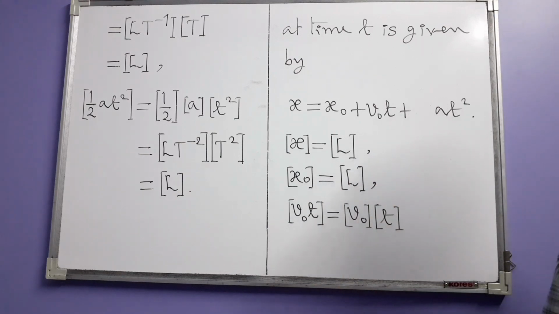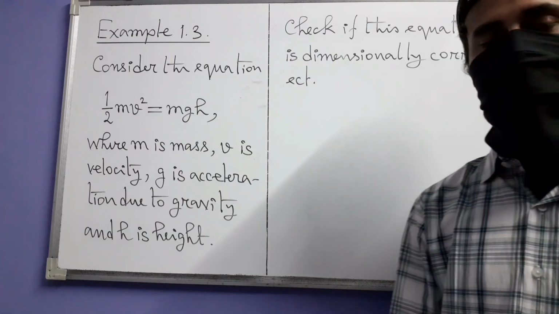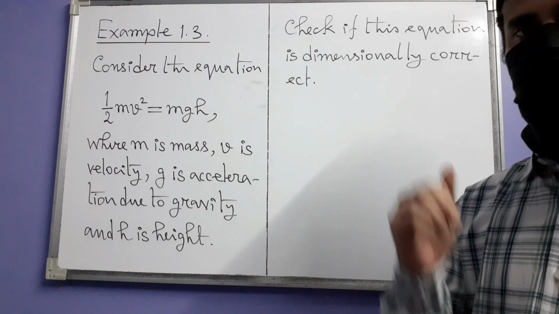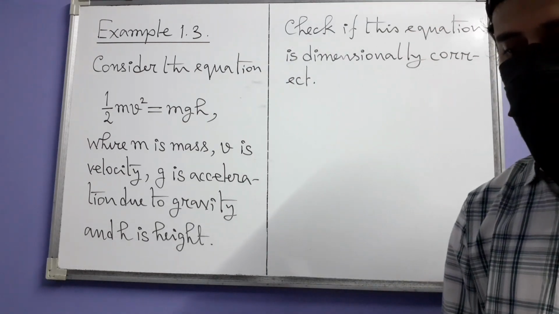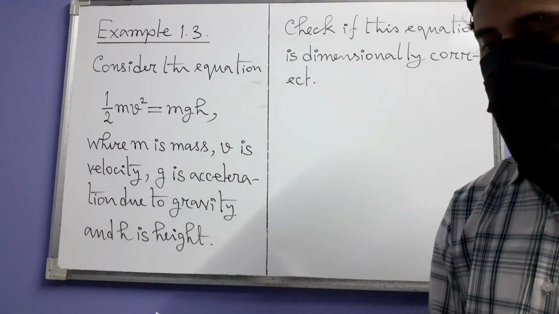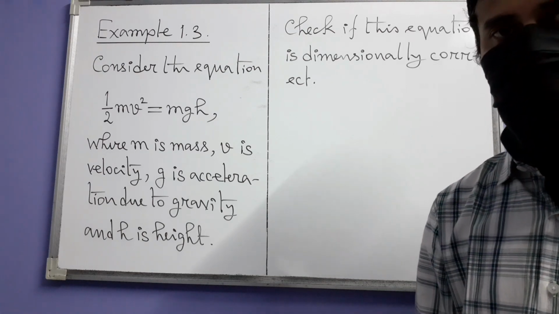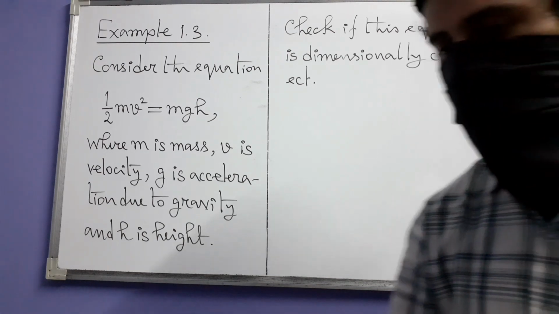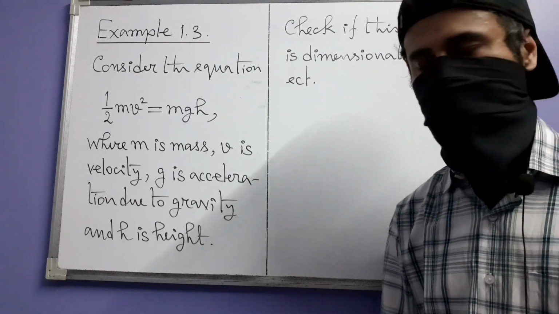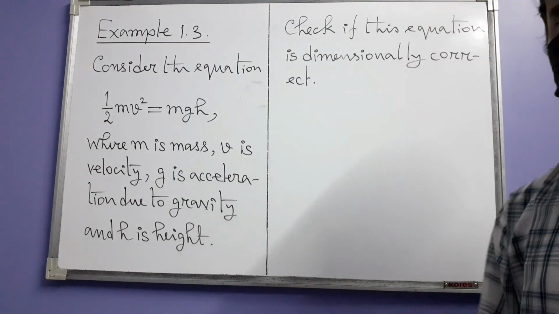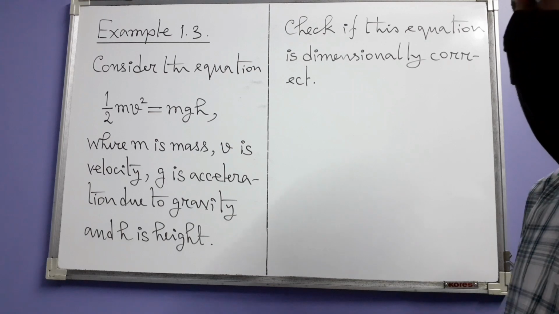Let us see another example. There was one heading before the previous equation. The previous equation comes under the heading checking the dimensional consistency or homogeneity of equations. But headings, of course, are not that important. The actual content is what matters. And after that we have this example, 1.3.